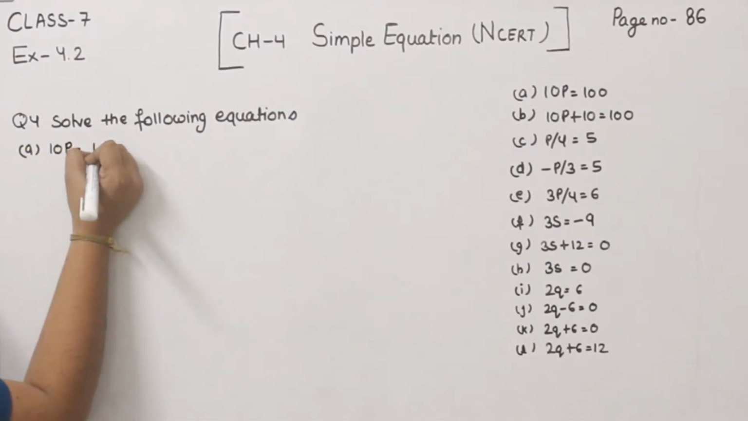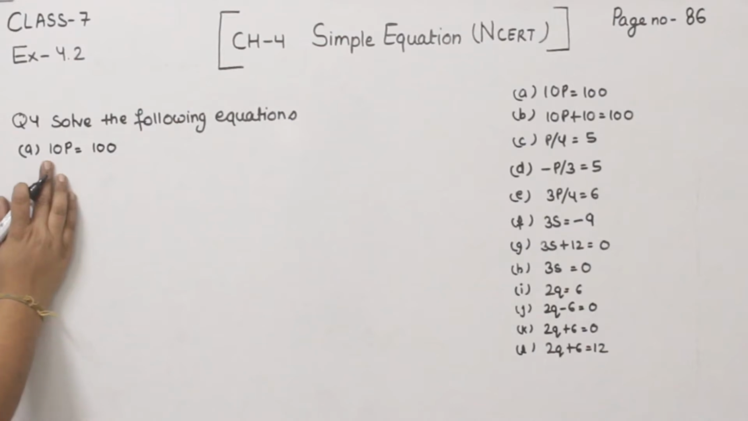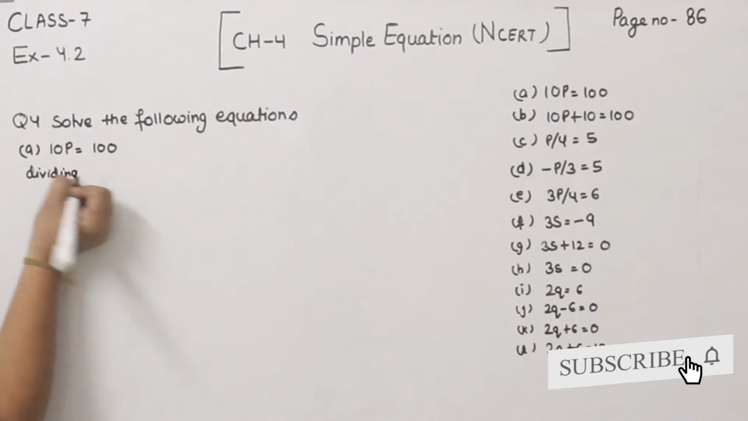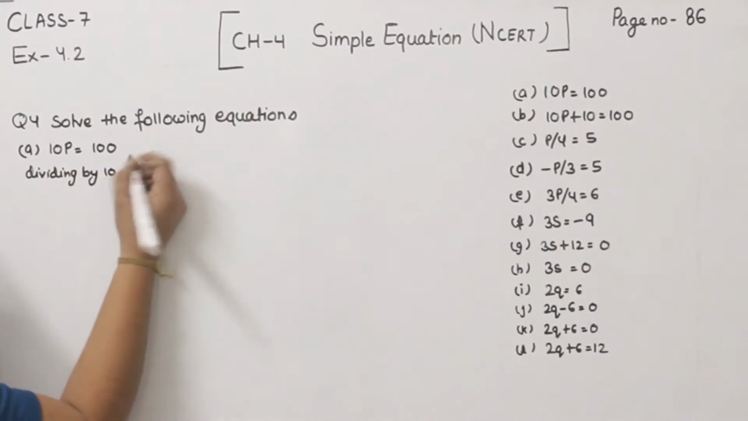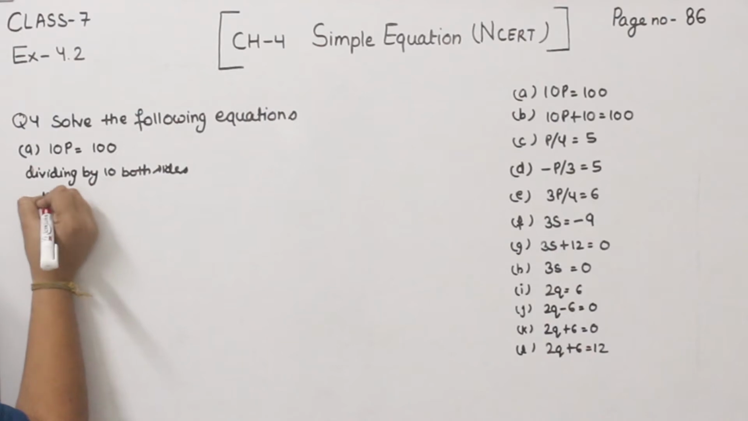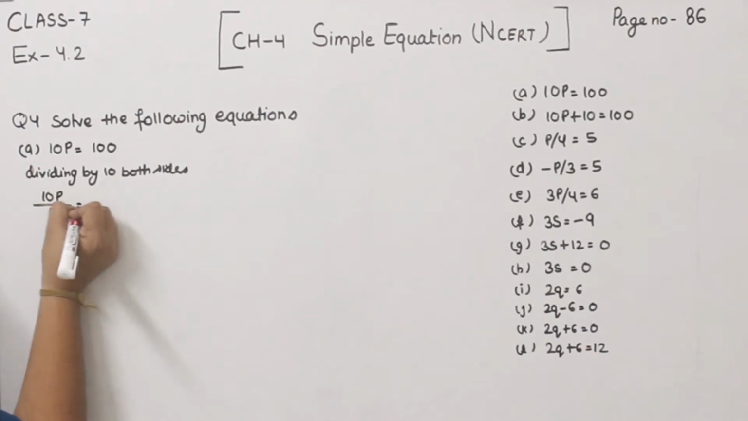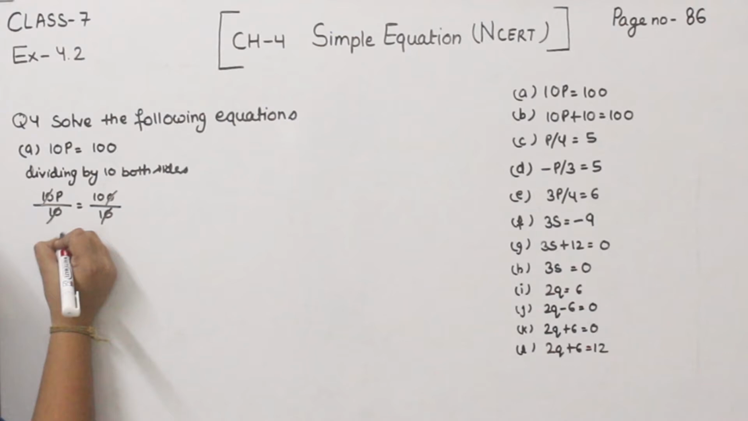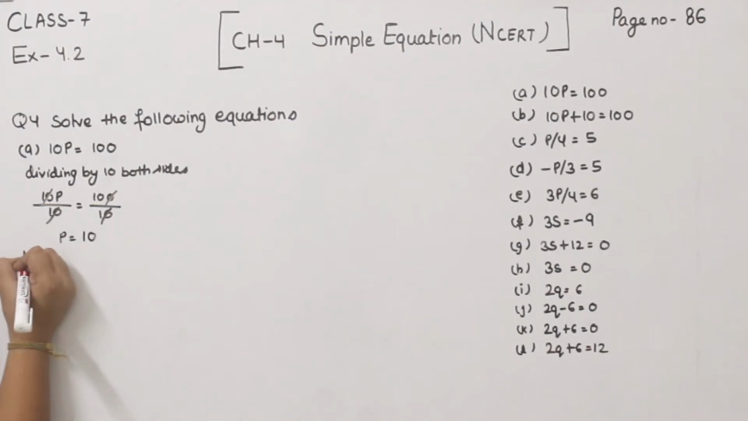10p is equal to 100. First we will have to remove this 10, so we will divide it by 10. Dividing by 10 both sides. Now 10p divided by 10 and 100 divided by 10. Cancelled, p is equal to 10.